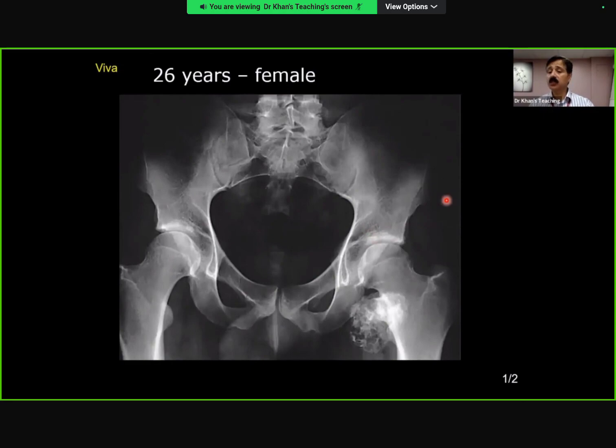Okay, candidate 2, this is your last case. And candidate 3, please be ready for your next. What is your spot diagnosis? Just give me the diagnosis, very easy case.